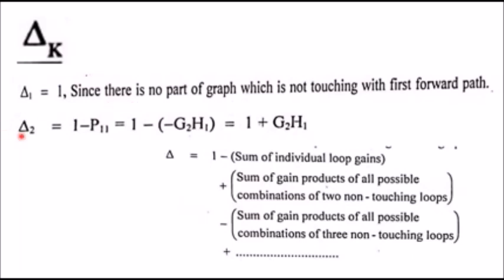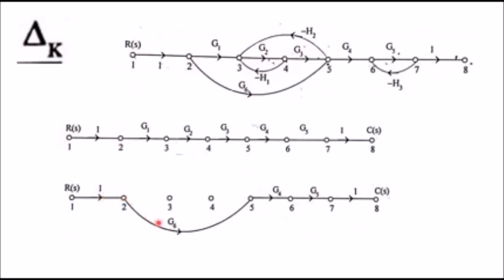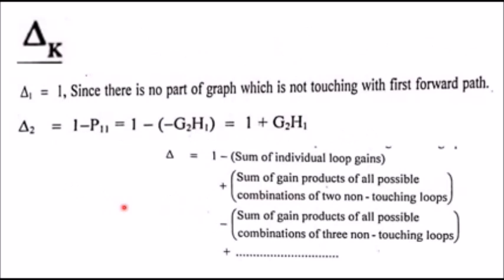Similarly, for delta 2, from this graph we find delta 2, and here nodes 3 and 4, this loop is non-touching to the path for del 2. So we can write del 2 is equal to 1 minus P11, which is nothing but 1 minus of G2 H1, which is equal to 1 plus G2 into H1. So we have found all the unknowns.